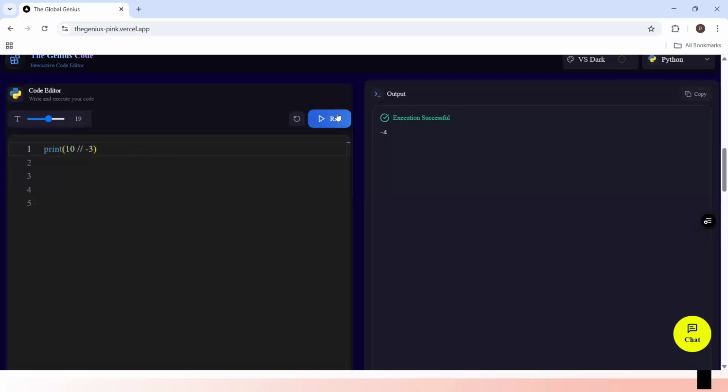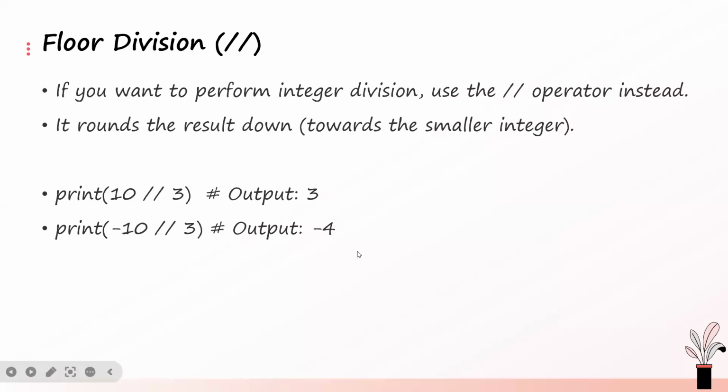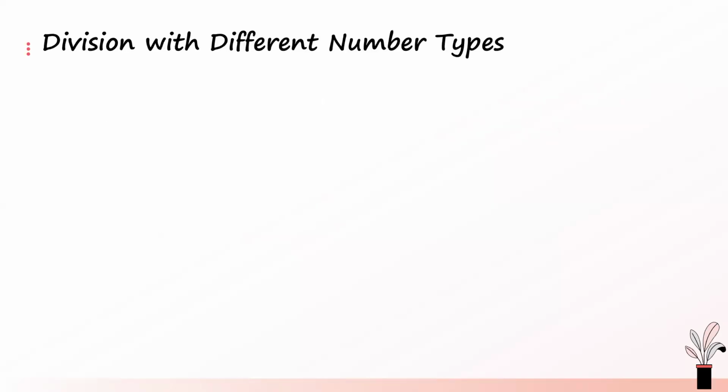It's going to also give you minus 4. Okay, so it's just weird. Just be careful when you're working with division, especially in Python. Okay, so division with different number types.